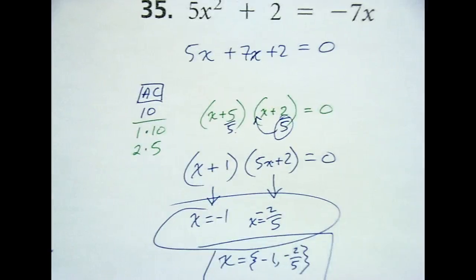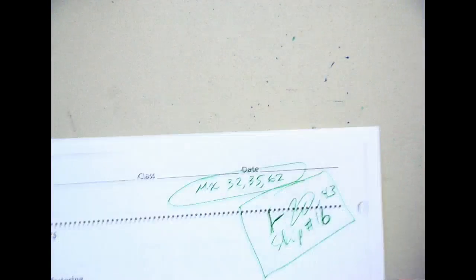Okay, you can skip 62 and 43 then. Good job. All right. You can skip those. 62 and 43 you guys are good on. Okay?